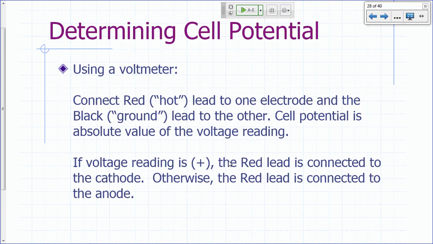Now, how do you determine the cell potential? You can use a voltmeter. I've got one right here. The way a voltmeter is set up, let me show you some pictures of a voltmeter while you pass this around.